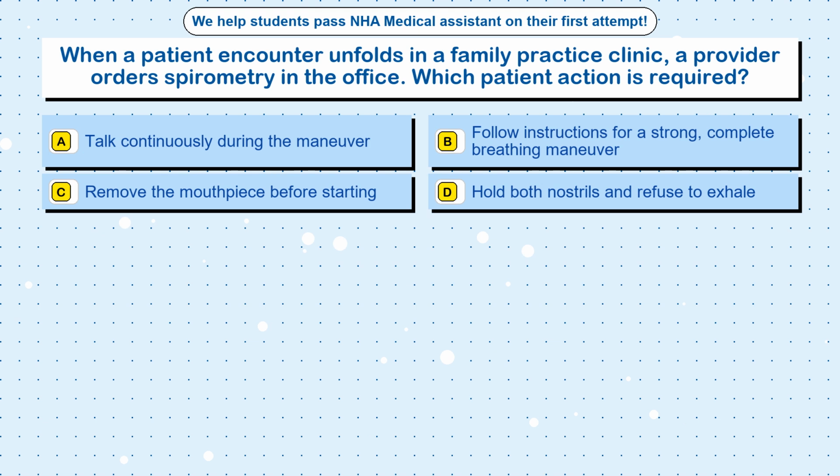Question 3. When a patient encounter unfolds in a family practice clinic, a provider orders spirometry in the office. Which patient action is required? Option A. Talk continuously during the maneuver. Option B. Follow instructions for a strong, complete breathing maneuver. Option C. Remove the mouthpiece before starting. Option D. Hold both nostrils and refuse to exhale.